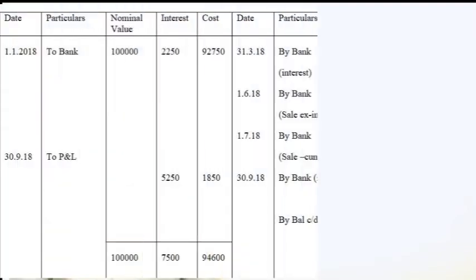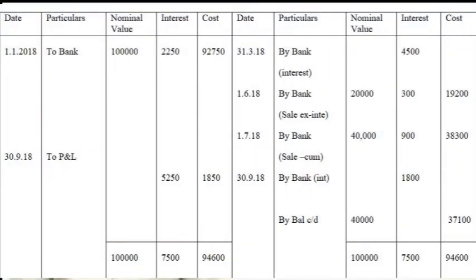Then we post these journal entries in our investment account. On 1/1/2018, 9% government securities are purchased for rupees 95,000. In that 95,000, we purchased it cum interest, and 2,250 is included. So the cost comes to 92,750. Then our first entry in our investment account, 1/1/2018 to bank: nominal value of securities purchased 1 lakh, then interest 2,250 and then cost 92,750.